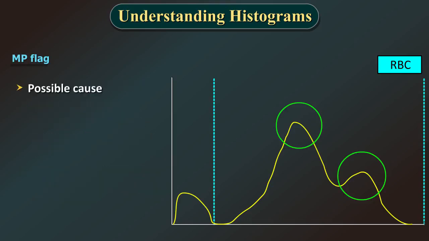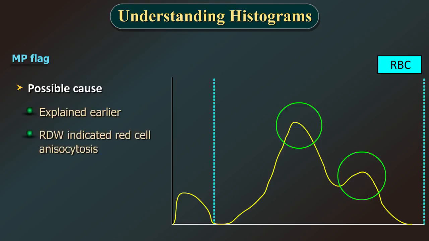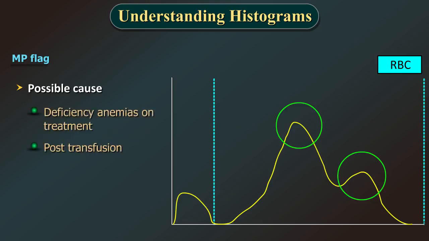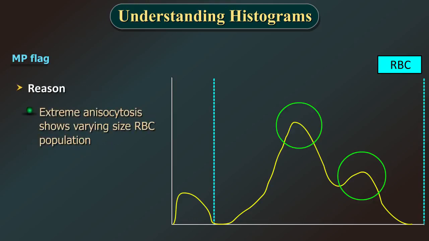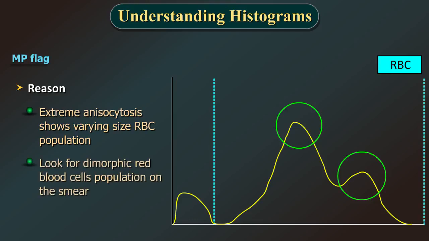Possible cause: as explained earlier, RDW indicates red cell anisocytosis. Deficiency anemias on treatment, post-transfusion, with anisocytosis of RBCs is marked. Reason: extreme anisocytosis shows varying size RBC population. Look for dimorphic red blood cell population on the smear.